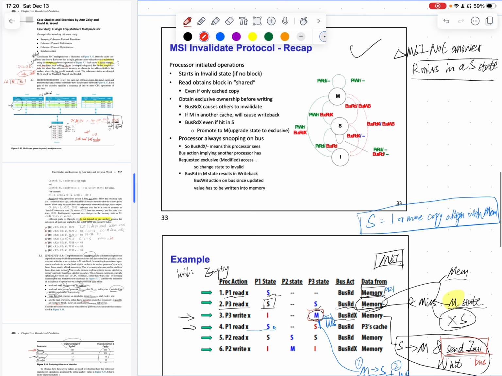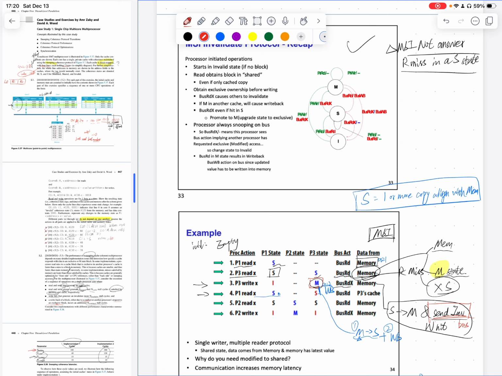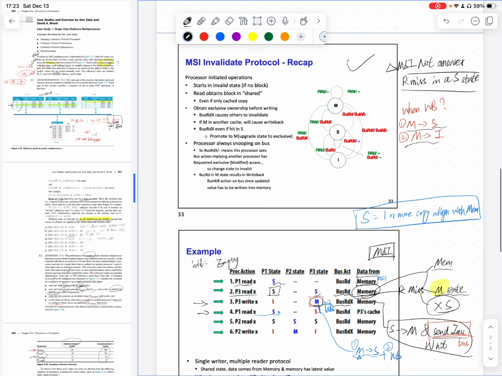So this is actually how the MSI works. So when will we write back? We'll only write back on either M changing to S or M changing to I. Where will we need to write back? Just when changing the modified state into shared, or modified into invalid. Just these two we need to write back, right? So yeah, I think here is all for the MSI.